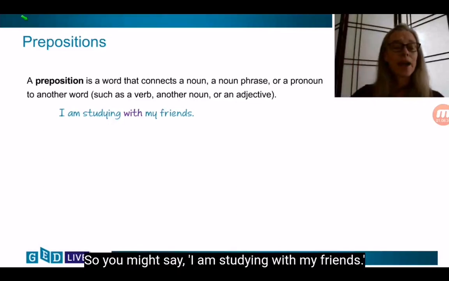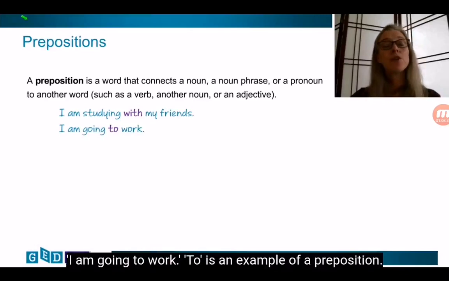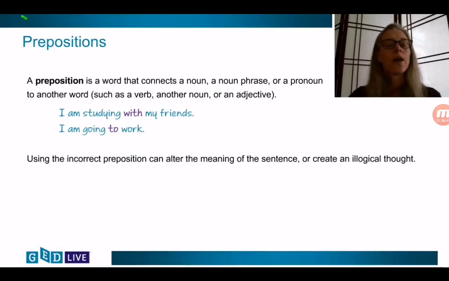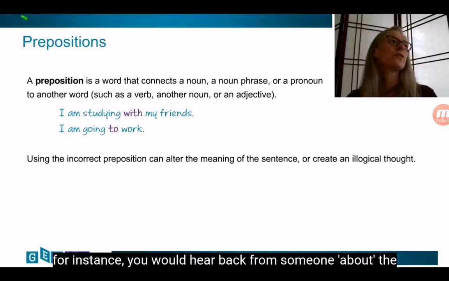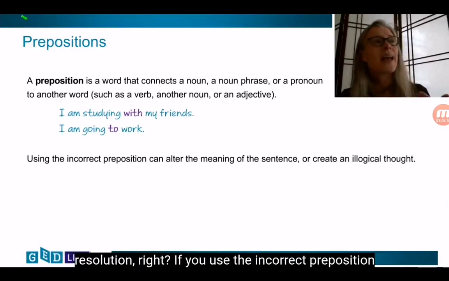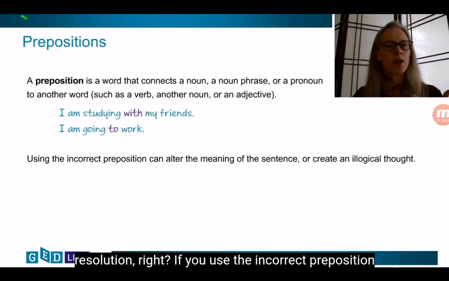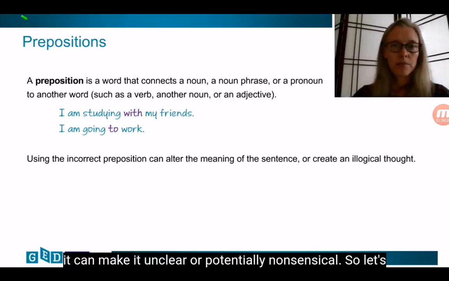So you might say, I am studying with my friends. With is an example of a preposition. I am going to work. To is an example of a preposition. If you use the wrong preposition, though, and we've seen an example of this, for instance, you would hear back from someone about the resolution rather than hearing back from someone with the resolution, right? If you use the incorrect preposition, it can really confuse the sentence. It can make it unclear or potentially nonsensical.